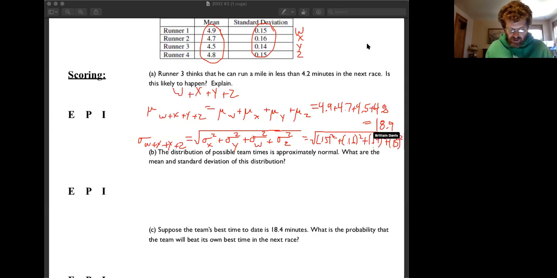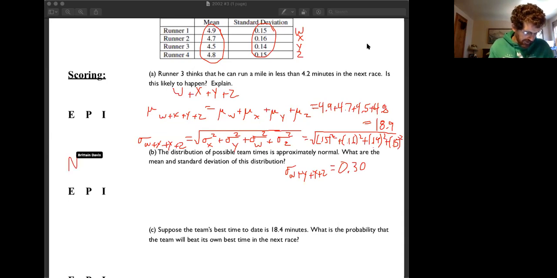Now I've already done this math in the previous class, and just because you know how to do this, I'm going to skip to the answer. The answer here is 0.30. I encourage you to do this on your own. I'm just going to move ahead though. Now I might not want to write W plus X plus Y plus Z every time. Maybe you could say the team time, but this really goes to show that we know what we're doing. Now we've created a new normal model. So our normal model, and I'll write it over here, is 18.9 and 0.30.